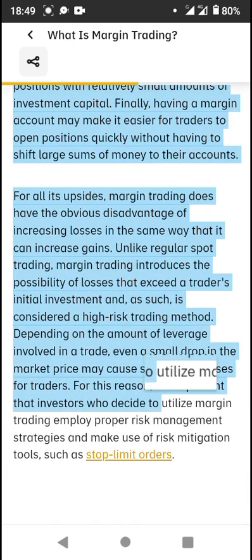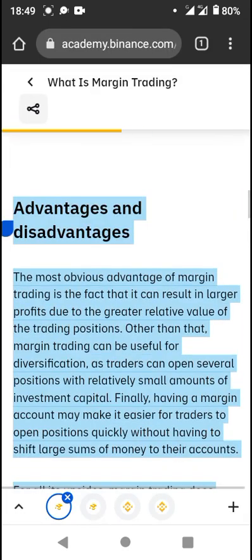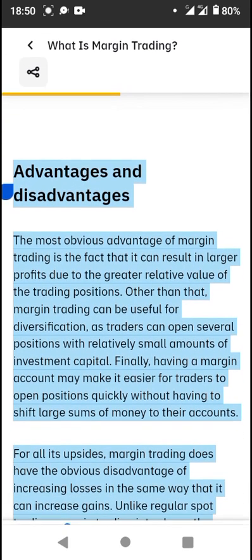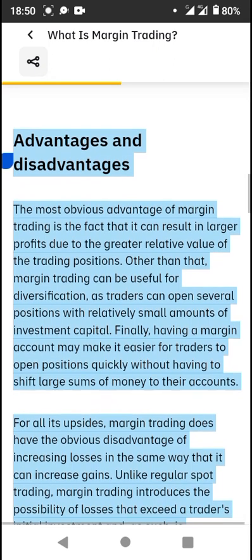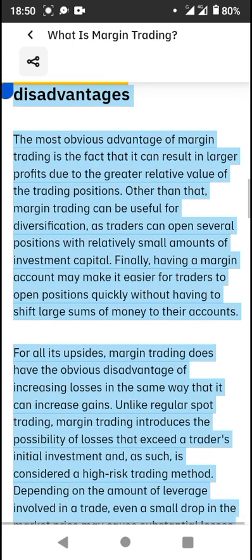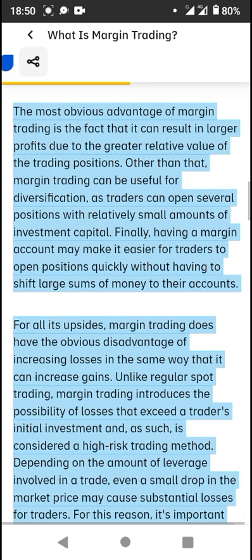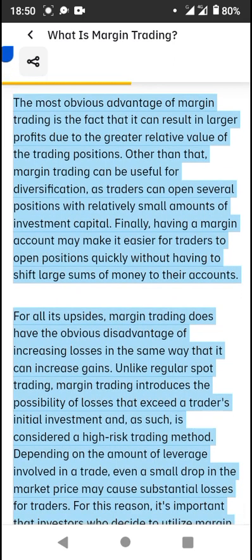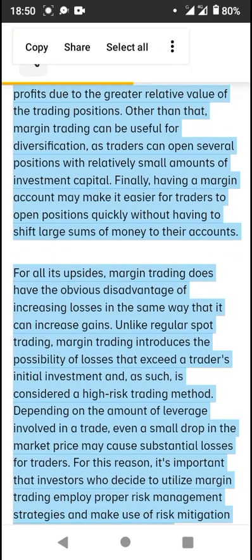I'll be dropping all the links you need in the description box, and these are some of the advantages. It says the most obvious advantage of margin trading is the fact that it can result in larger profits due to the greater relative value of the trading positions. Other than that, margin trading can be very useful for diversification, as traders open several positions with relatively small amounts of investment capital. Finally, having a margin trading account can make it easier for traders to open positions quickly without having to shift large sums of money to their account.